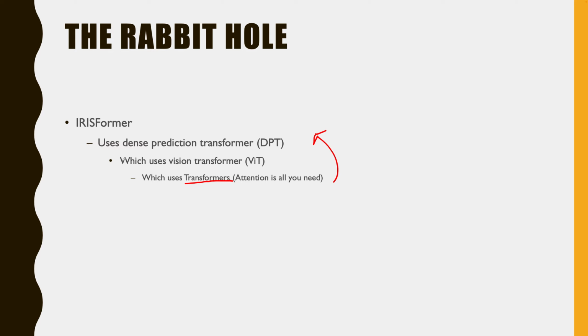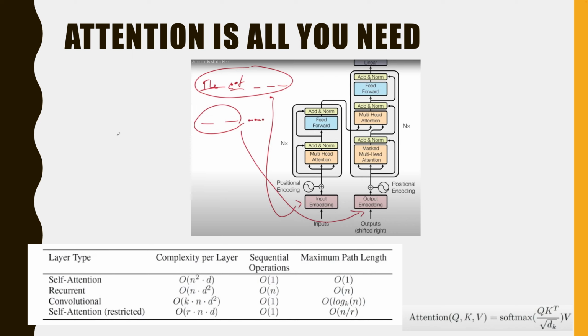If you're already familiar with intrinsic image decomposition, it's not a big leap. It's just understanding how transformers work, and then you get IRISformer. So let's start with Attention Is All You Need. This is a paper that really changed many areas, including computer vision. And here what you can see is the model that was proposed.